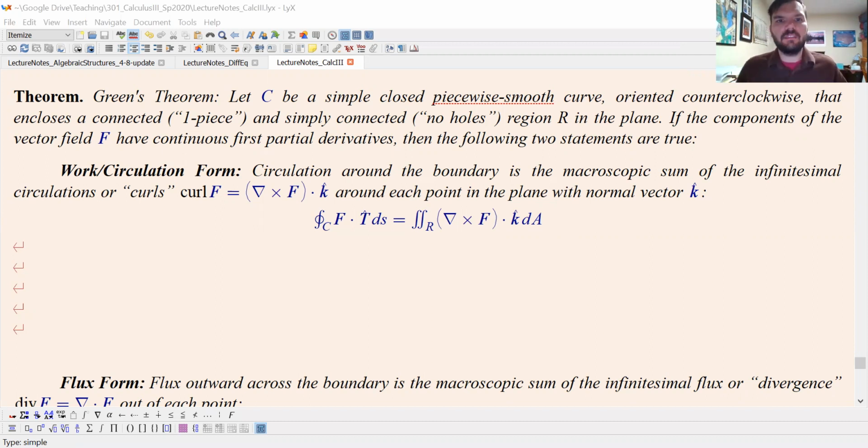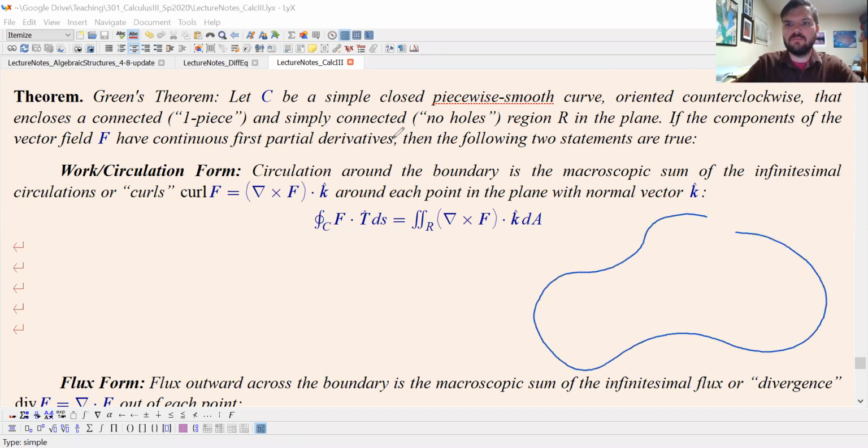Let C be a simple closed piecewise smooth curve. Okay, so that's our piecewise smooth curve. We know that this is moving counterclockwise, so there's our unit tangent vector.